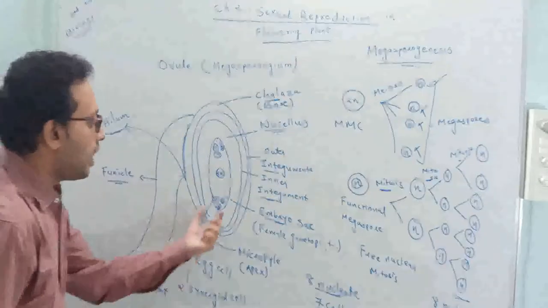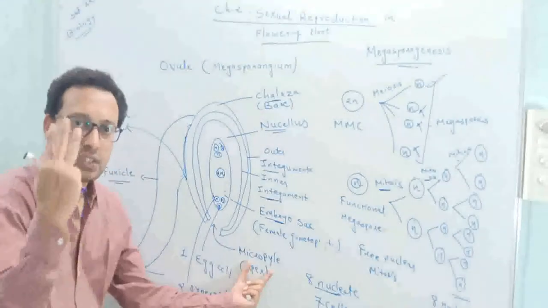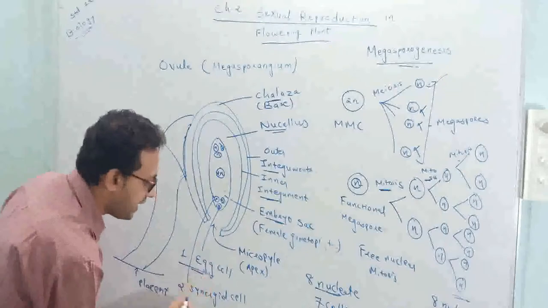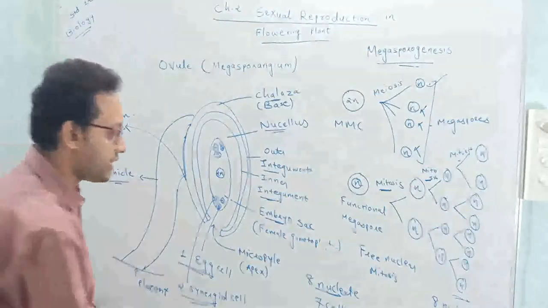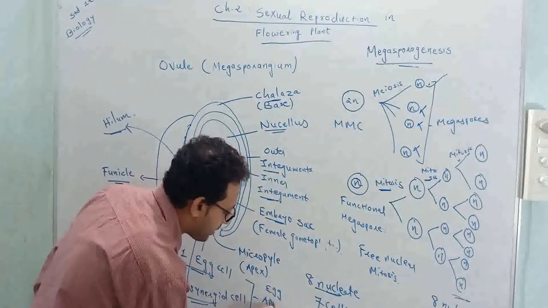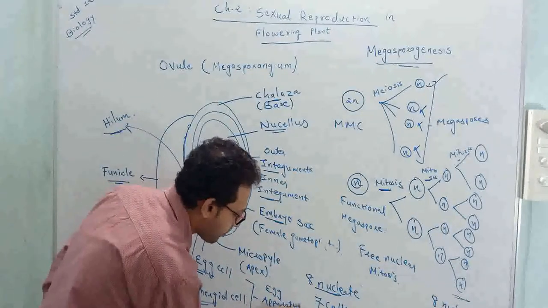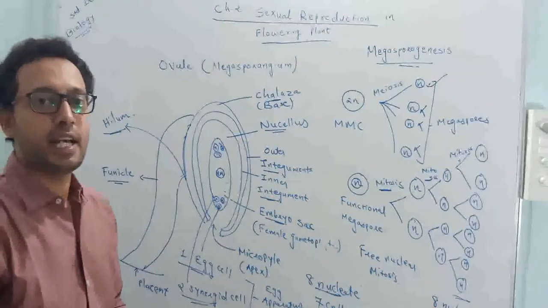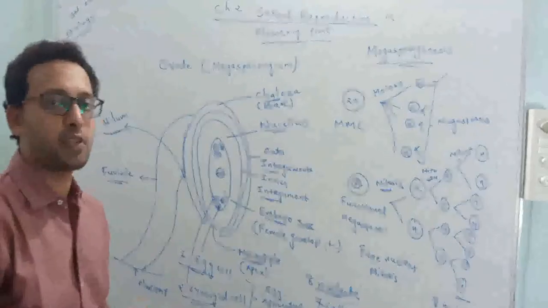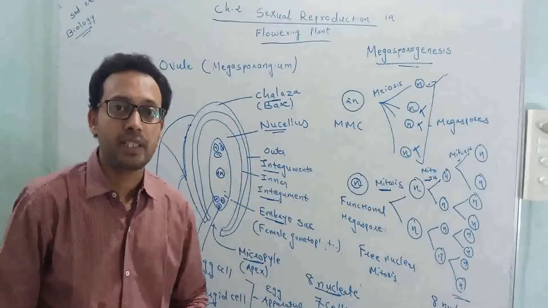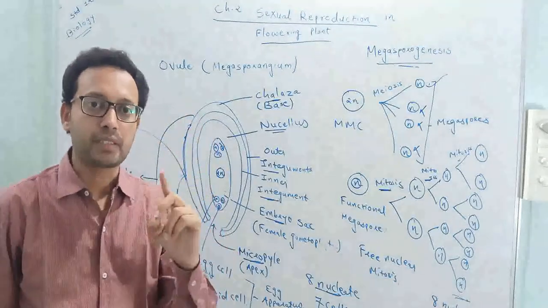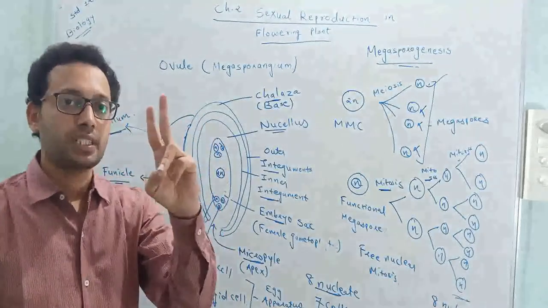All of you know that how many nuclei are present at the micropylar end? 3 nuclei or 3 cells are present. Which 3 cells? 1 egg cell and 2 synergid cells, which combine together and form the egg apparatus. Egg apparatus is present at which end? At the micropylar end. What does the egg apparatus contain? 1 egg cell, meaning 1 female gamete, and 2 synergid cells, total 3.